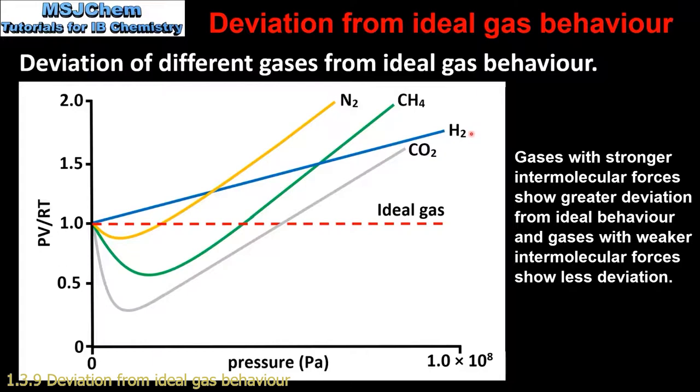The gas that shows the least deviation from ideal behaviour is hydrogen. This is because of its low molar mass, which results in weak London dispersion forces between its molecules. So to summarise, gases with weak intermolecular forces will show less deviation from ideal gas behaviour, and gases with stronger intermolecular forces will show more deviation from ideal gas behaviour.